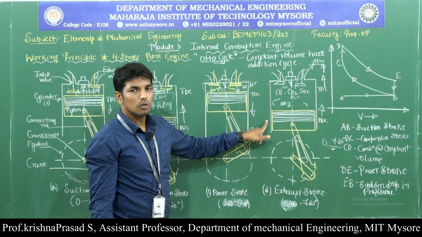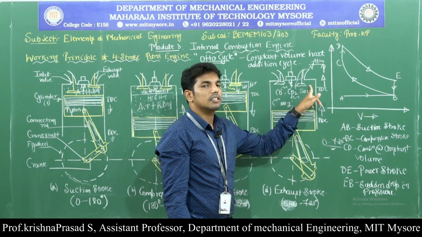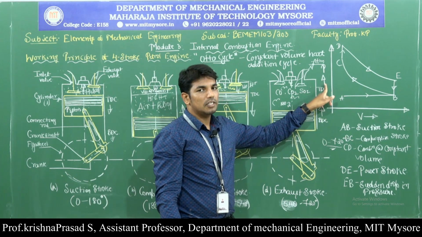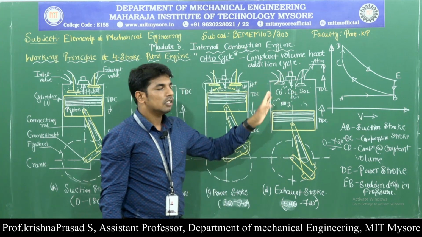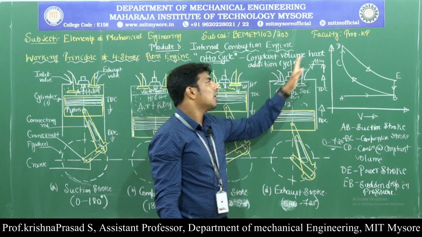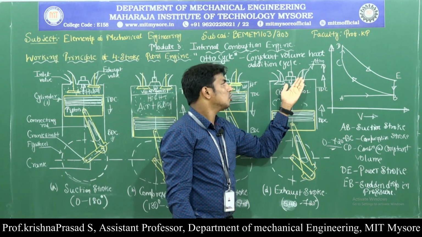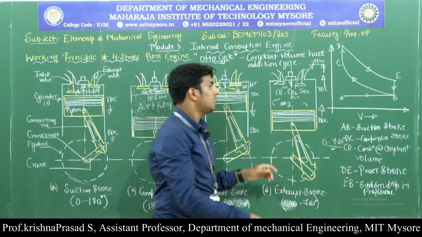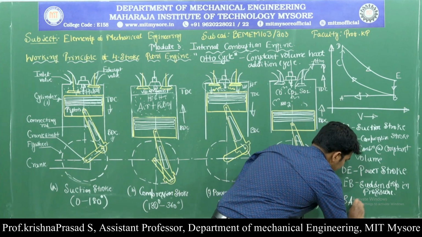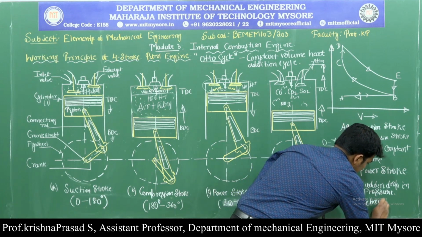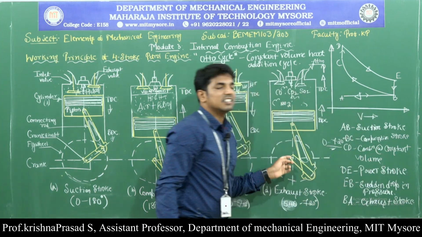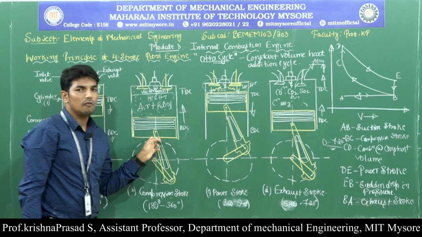So, at the exhaust stroke, inlet valve is closed and exhaust valve is open, and piston moves from bottom dead center to the top dead center, and due to the upward movement of the piston, whatever the burnt gas is present inside the engine cylinder, it is going to expel out through the exhaust valve into the atmosphere, and the exhaust stroke is represented by line BA. Okay, this is considered as the working principle of 4-stroke petrol engine.